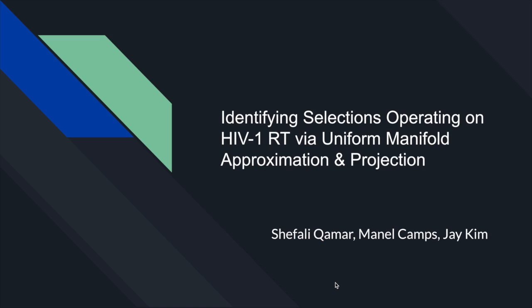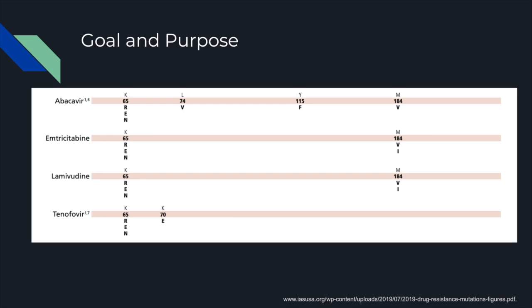Today, I'll be discussing our paper on identifying selections operating on HIV-1 reverse transcriptase via uniform manifold approximation and projection. The contributors to this work include myself, Professor Manel Camps, and Jay Camps. So moving into the slides, we'll first talk a little bit about the goal and the purpose behind this project.